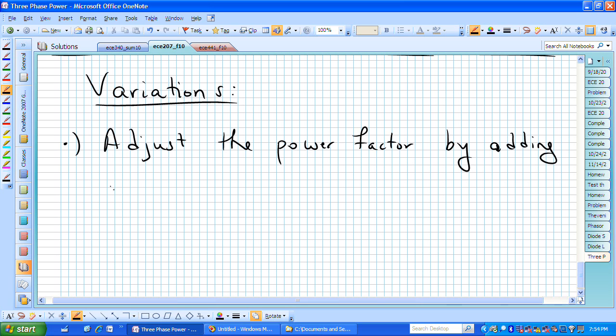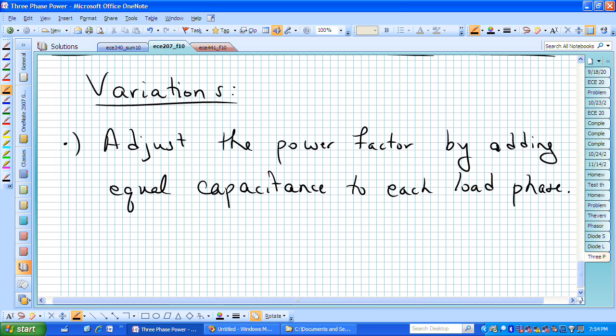but we could adjust the power factor by adding equal capacitance to each load phase. Or somebody might ask, what is the source power factor?